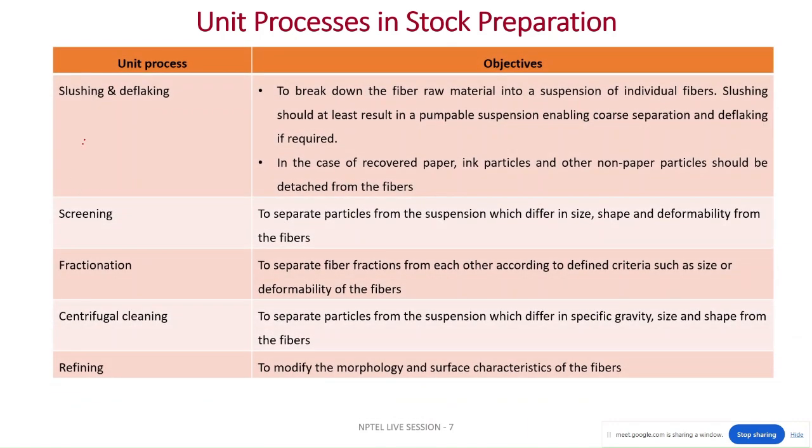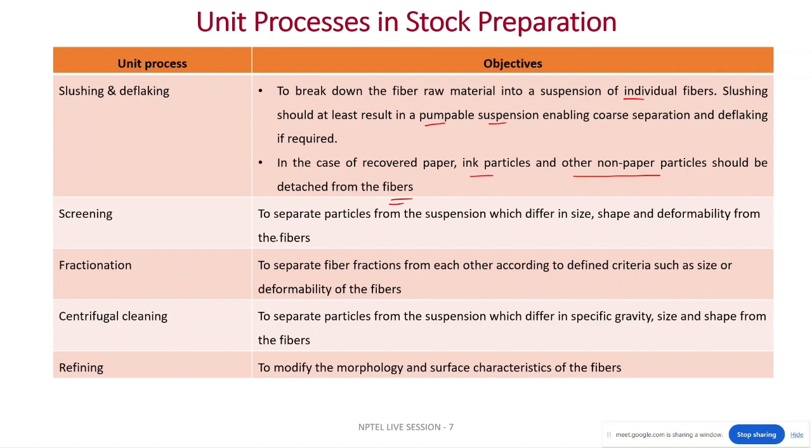So the first unit process is slashing and deflaking. The objective of this unit operation is to break down the fiber raw material into a suspension of individual fibers. Slashing should at least result in a pumpable suspension, enabling coarse separation and deflaking if required. In case of recovered paper, ink particles and other non-paper particles should be detached from the fiber in this stage.